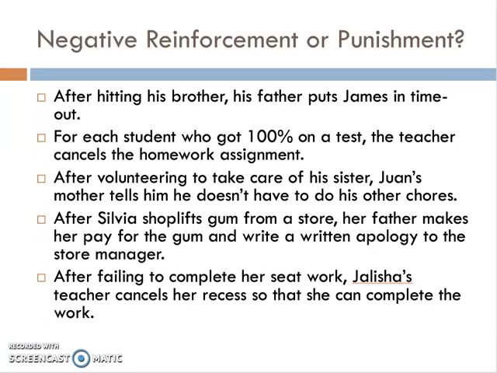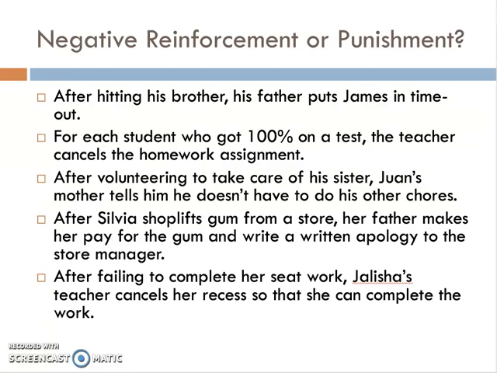For each student who gets 100 on a test, the teacher cancels the homework assignment. Here we have negative reinforcement, taking away something that's not desired to increase a behavior. Okay, number 3. After volunteering to take care of his sister, Juan's mother tells him he doesn't have to do his other chores. Here, that's again a negative reinforcement, taking away something he doesn't want to do in order to reinforce a good behavior.